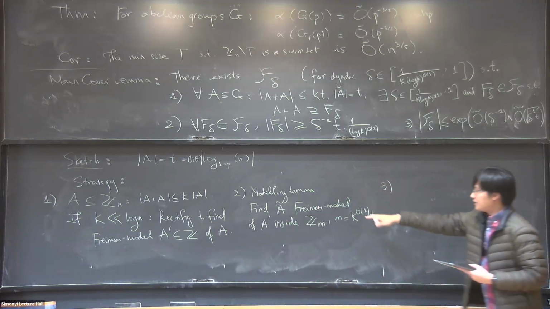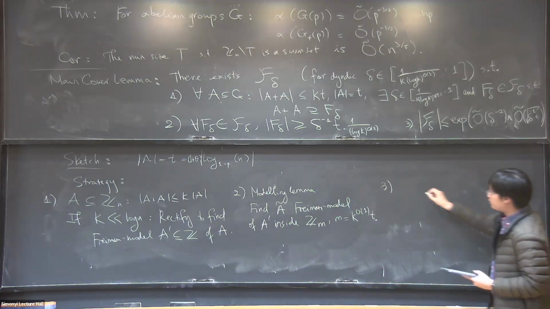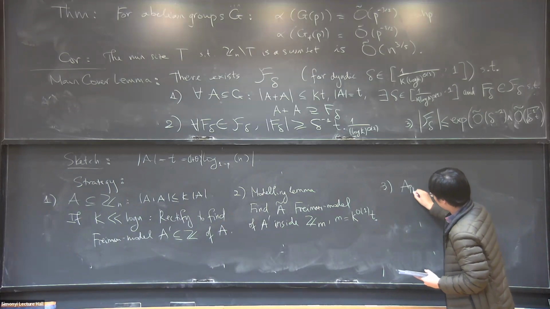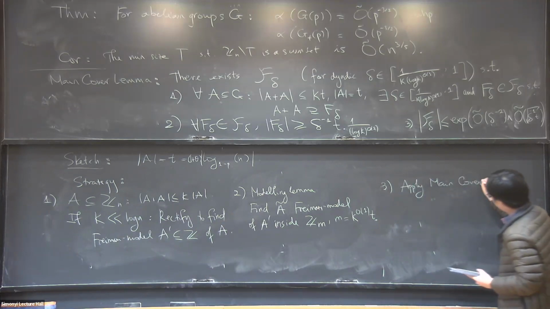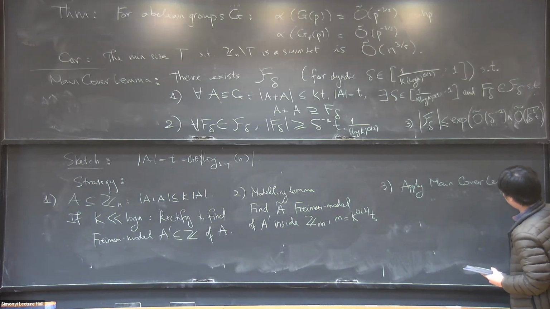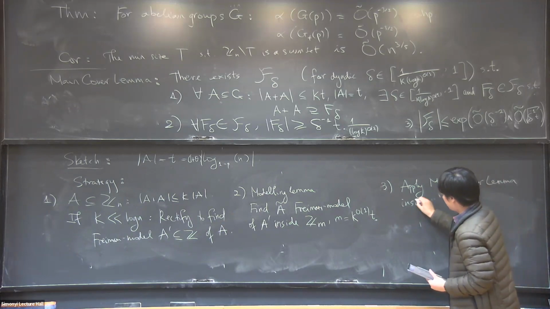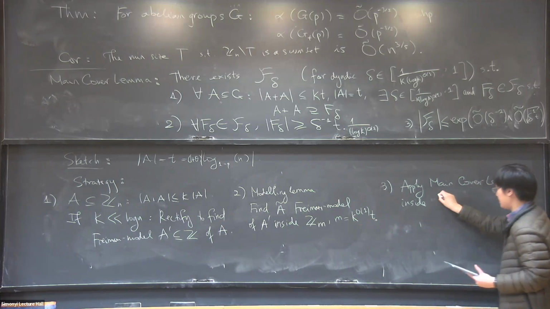So once you have these two modeling steps, then what we do now is we apply our main cover lemma, not inside Z mod N, but inside this much smaller group Z mod M.